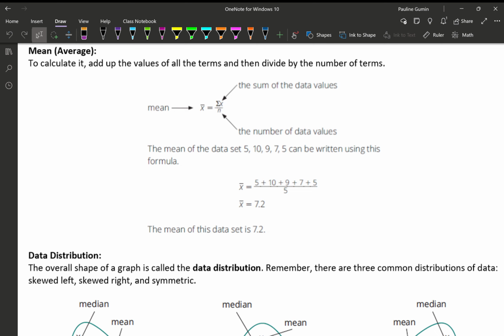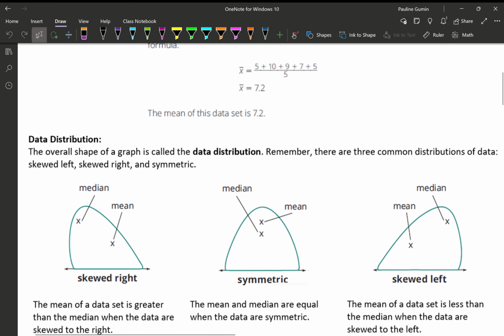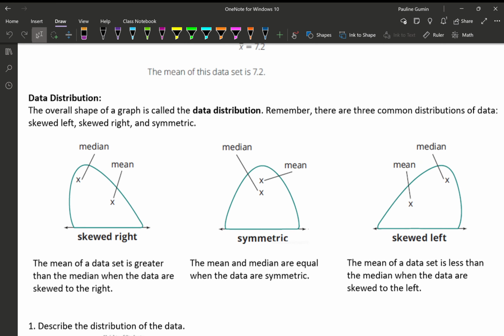Now, the reason we need to think about what's better, the mean or the median, is because our data can be distributed in different ways. Let's take a look. There are three different ways our data can be distributed. One is called skewed right. This is when our mean is larger than our median. So our mean is greater than our median, okay? So the mean is more to the right. That's why it's called skewed right.